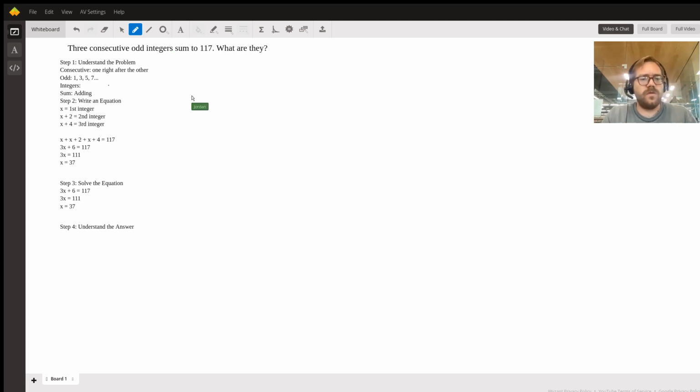So to understand our answer, we found x to equal 37. That means x plus 2 would equal 39, and x plus 4 would equal 41. And so there are our answers: 37, 39, and 41. Those are our three consecutive odd integers that, if we add them all up, equal 117. And again, we found that by making an equation and then solving that equation.